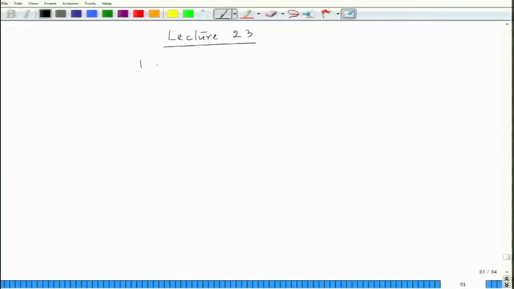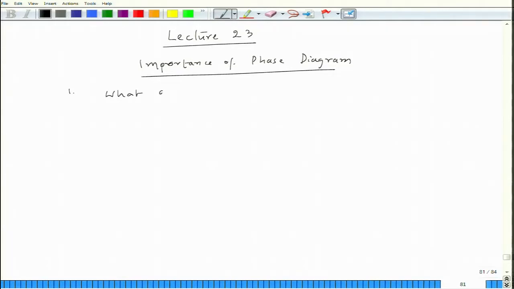Now, first is the importance of phase diagram. We have already come to know that a phase diagram tells us what are the phases in equilibrium.